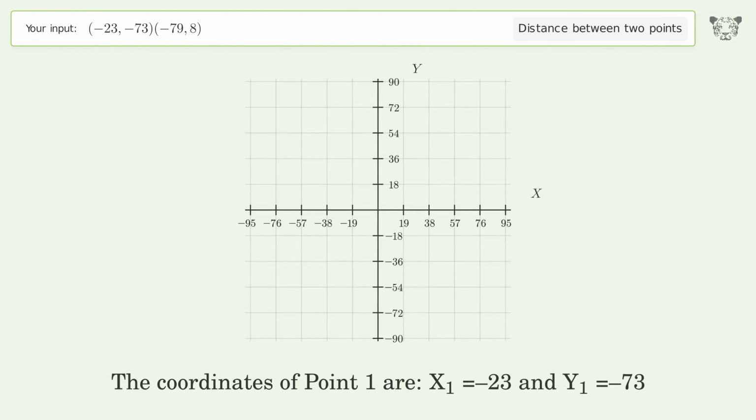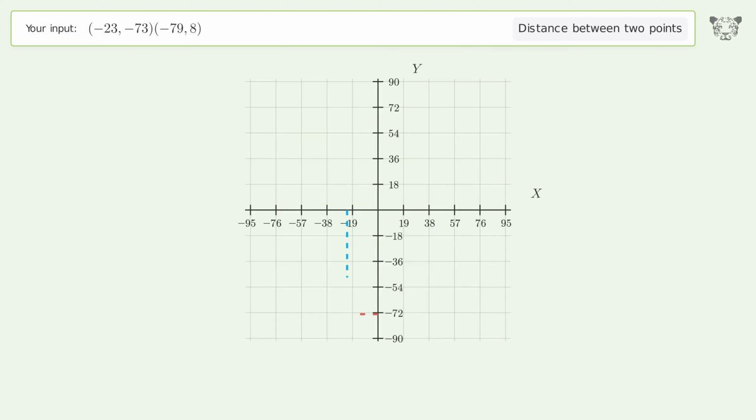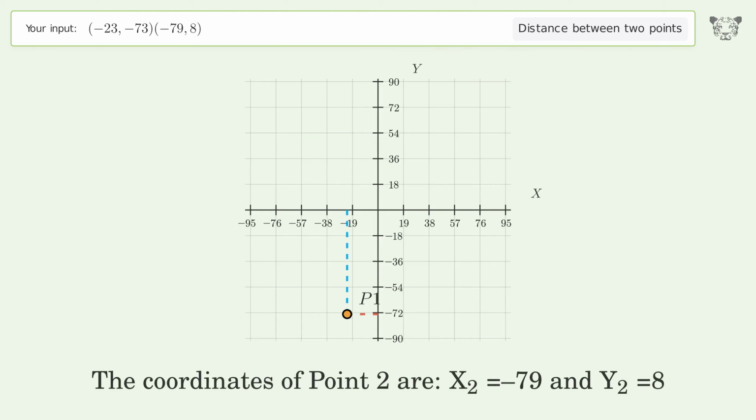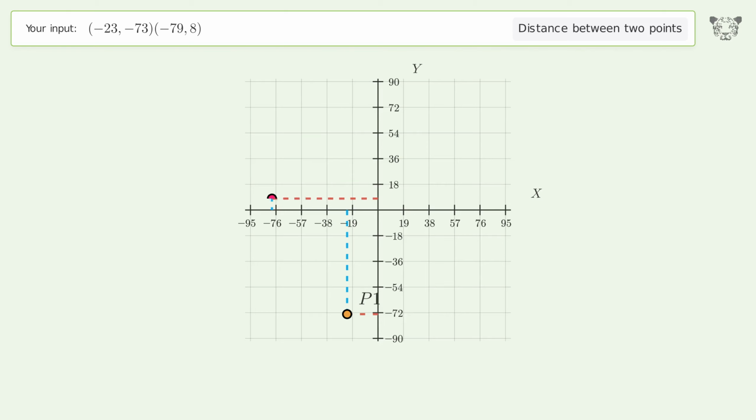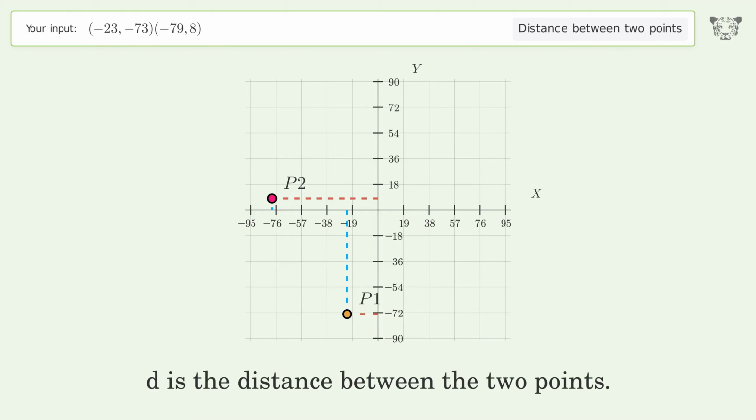The coordinates of point 1 are x1 equals -23 and y1 equals -73. The coordinates of point 2 are x2 equals -79 and y2 equals 8. D is the distance between the 2 points.